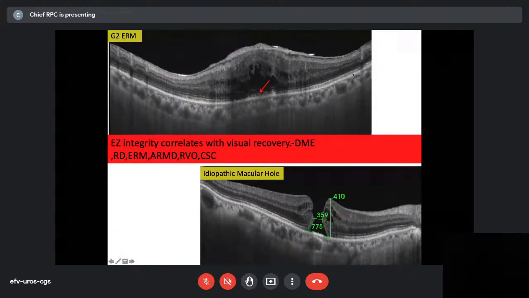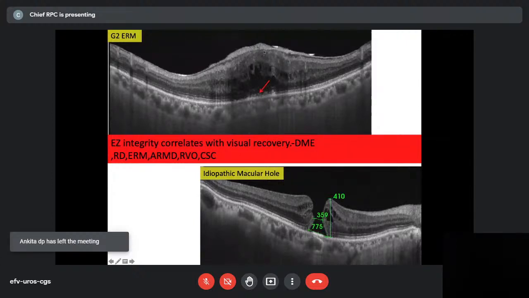So this is a grade 2 ERM with a thick ERM, and you'll see the dip is lost, and there are cystic spaces. Marked with the red arrow, the ellipsoid band is discontinuous. This is a stage when the patient is losing vision because the traction and pull on the macula has caused the ellipsoid band to get discontinuous. So he has not only distortion, the subjective findings of metamorphopsia, but also the objective finding of ellipsoid band getting discontinuous, again highlighted in red.